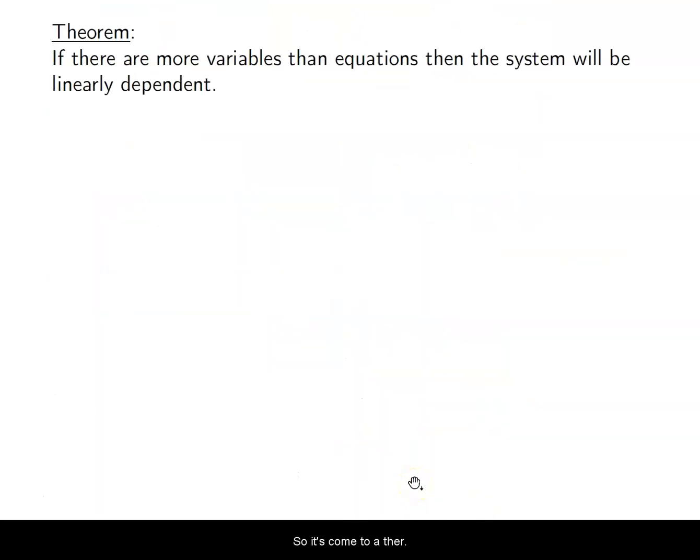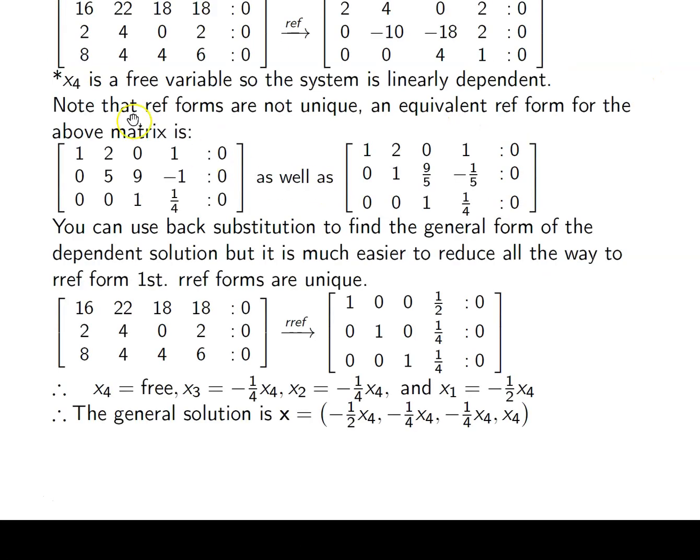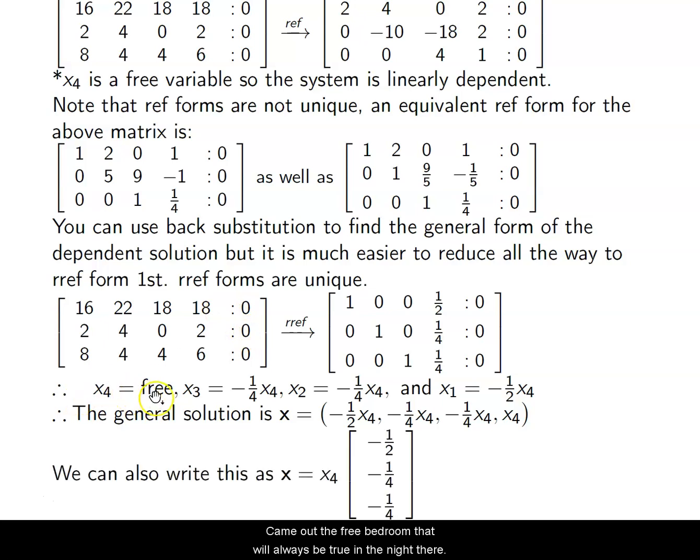So let's come to a theorem. If we have more variables, okay, so that means more columns than we do equations. So there's more columns than there are rows. Our system will be linearly dependent always. So that's what happened here. I had more variables than I had equations, and I came out with a free variable. That will always be true.